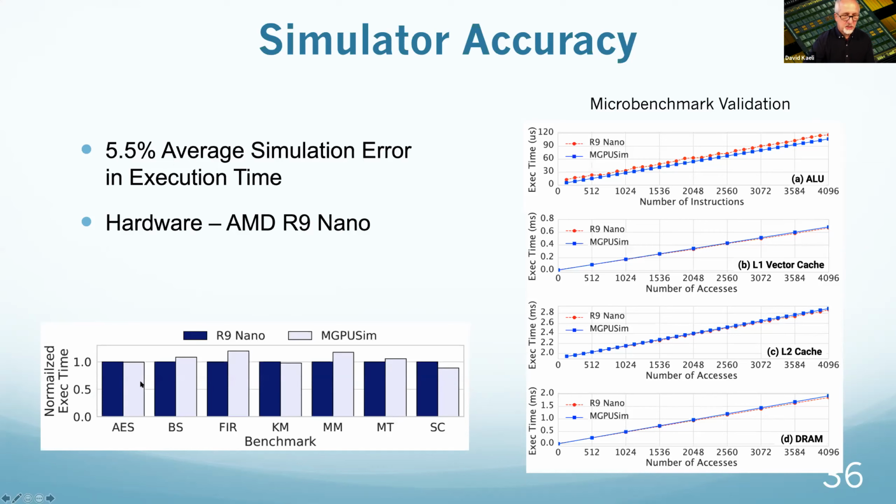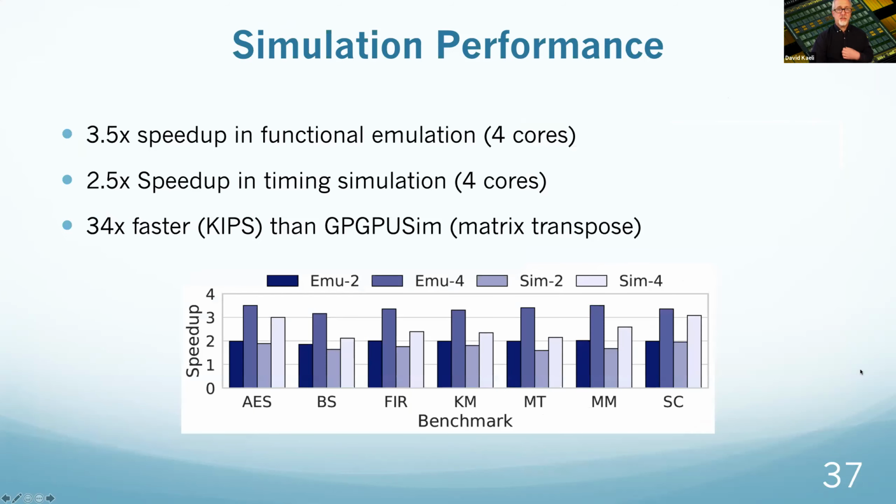As you can see, here's the normalized execution time, comparing running various workloads. And you can see the execution time for the ALU and the L1 vector cache. For the ALU, we're seeing the R9 Nano takes a little bit longer. And then on the L2 cache, we're pretty faithful, as well as DRAM. So we think we're doing a pretty good job here.